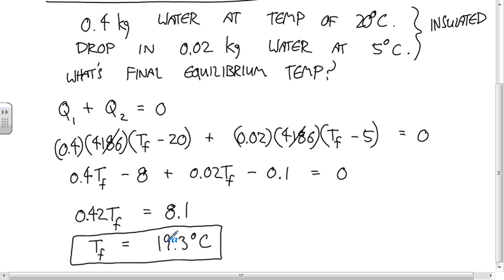Why is this final temperature so much closer to the initial warm temperature than the initial cold temperature? Yeah, because there was a lot more of it. Yep. So remember that mass comes in there.